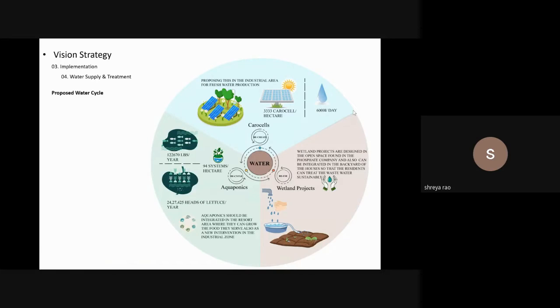Now, implementing all these types to propose a water cycle, we thought that the carousel can create fresh water, the aquaponics will recycle the water in the whole system separately, and the wetland can reuse the grey water. So this is a cycle. Based on the calculations, per hectare we can have around 3,000 carousels, which produce around 6,000 liters a day, and that makes a lot of difference in a place like Qusair. Even through aquaponics, we can produce around 12,000 pounds of fish per year and around 2 million heads of lettuce in a year. These strategies should be implemented in the residential area as well as in the phosphate company, and strategies like aquaponics and the wetland can also be included in the northern resort area. The next slide.